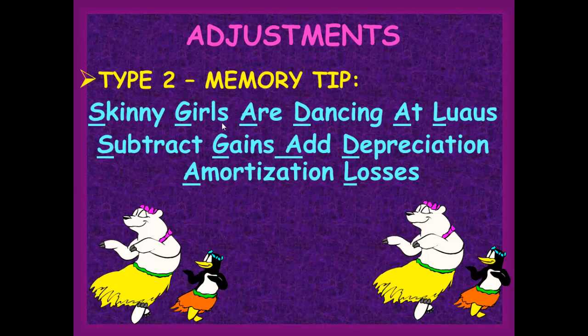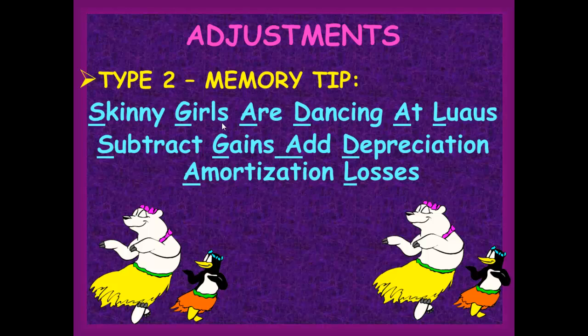Now, sometimes when I give you a silly sentence, you might use it, you might not. I would use this one, quite honestly. I think it's going to help. So we have two groups. I'll call this my skinny girls group. I call it that all the time, even though those are bears and penguins dancing, you get the point here. Those are the items that affect net income but don't affect cash from operating activities.